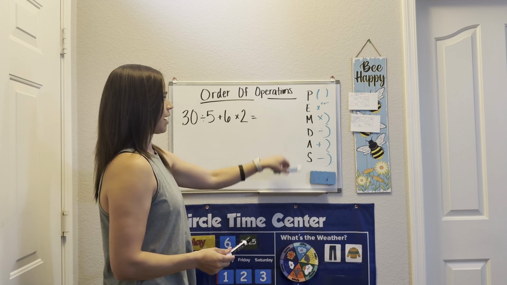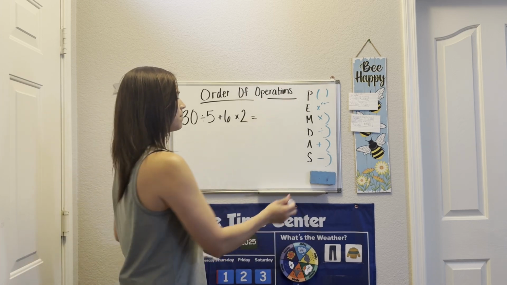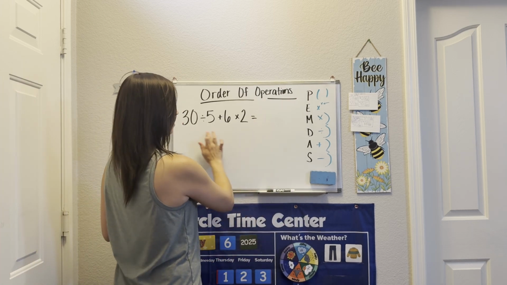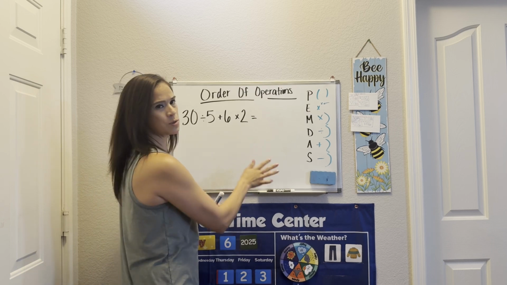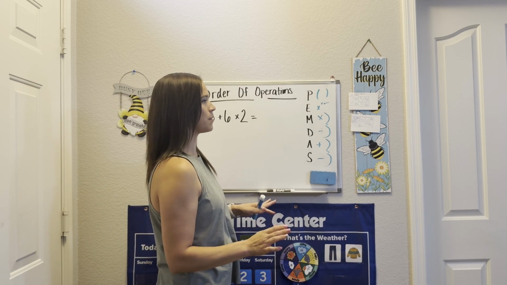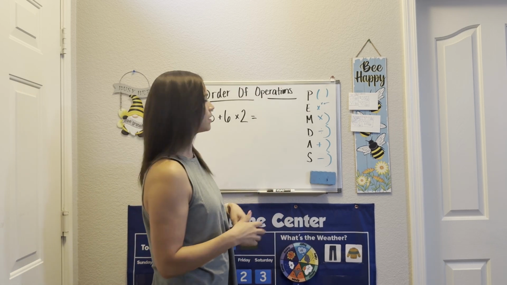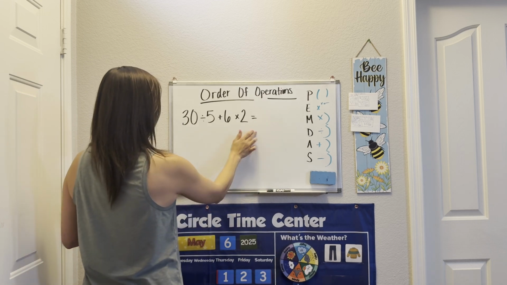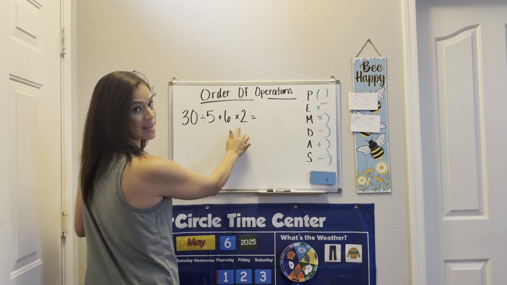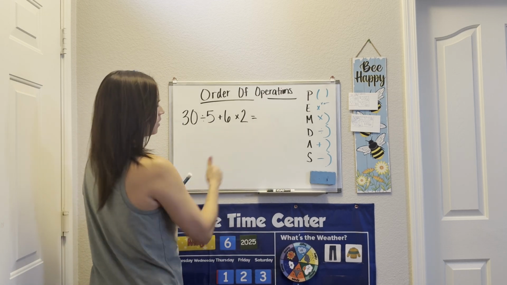Working again with PEMDAS. On top, parentheses, we have none. Exponents, we don't have any. I just realized we haven't done any with exponents, so maybe we'll do a bonus question too, and we'll throw that in. Multiplication and division from left to right. We do have division and multiplication, so we're gonna work from left to right.